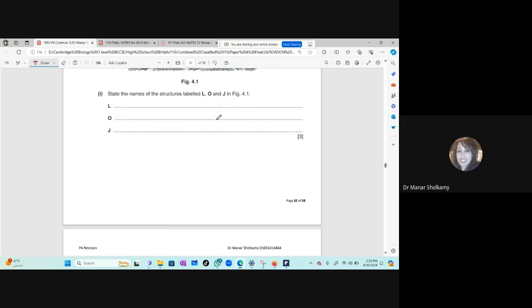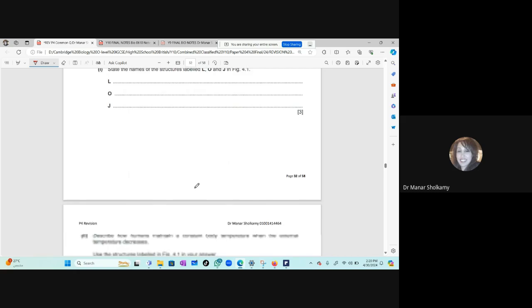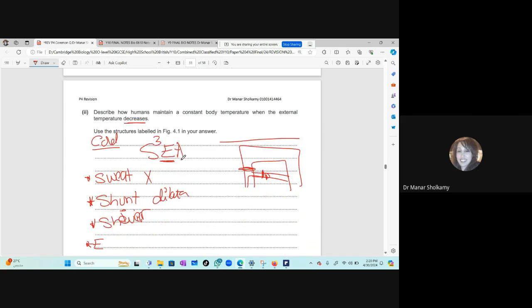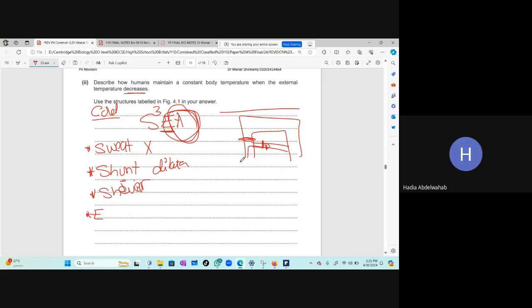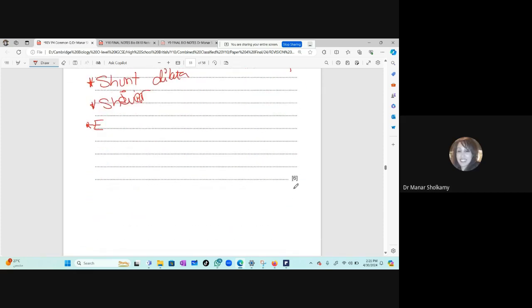But this is not very useful to us. It's useful in other mammals that have fur, like dogs. Okay. And what's A? We actually mentioned it. Arteriole. Yes. Does it contract or relax? Vasoconstriction. Perfect. Okay. Now, also, this is a 6 mark question.